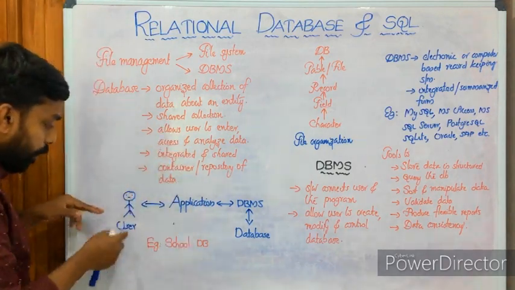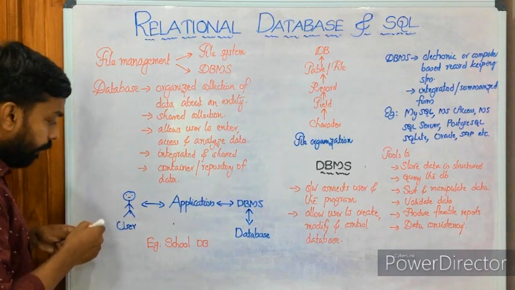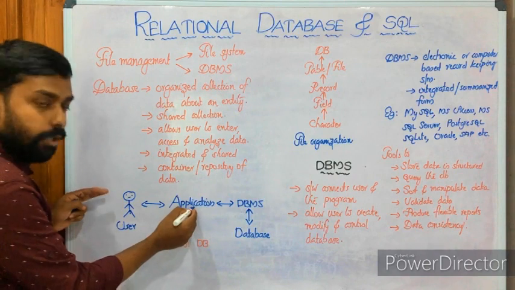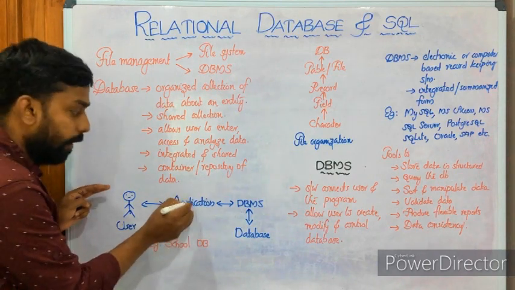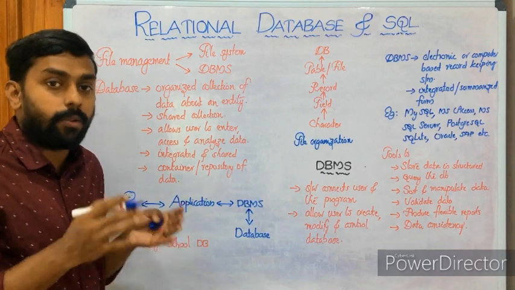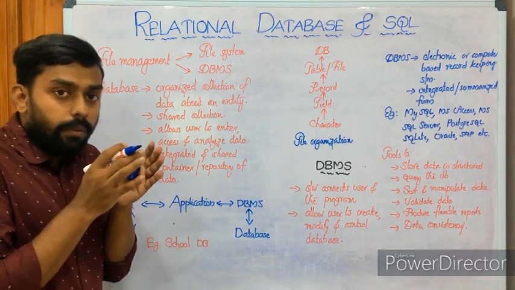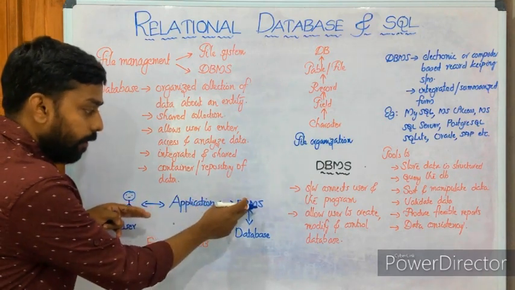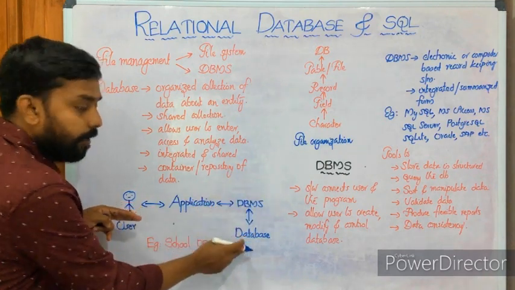Then here we have a picture. Here is a user, and you can see the arrow is bidirectional. Then the application, in the sense of software. Here is our software. We can have our school management software, the school management system, SMS, as our application. Then the DBMS, the database management system, and here is the database.